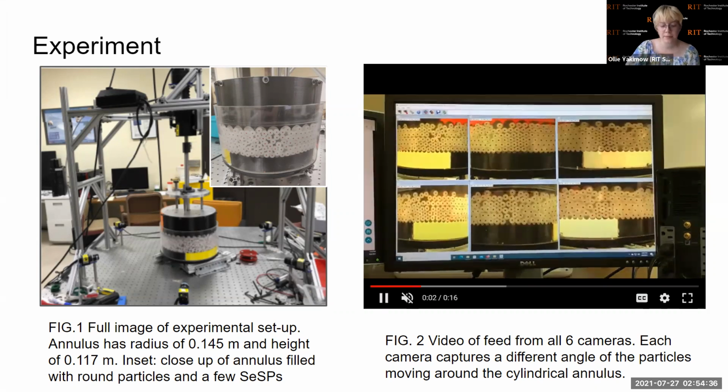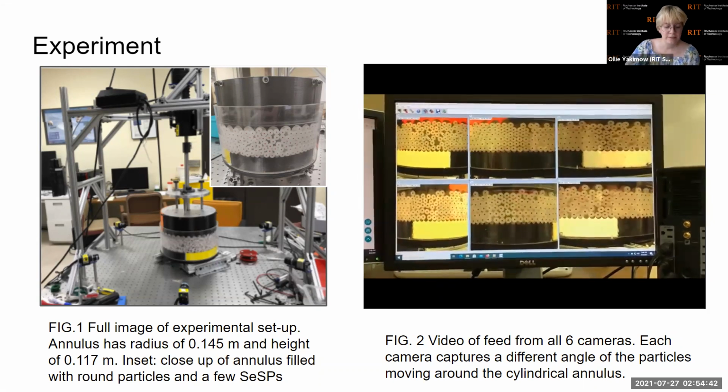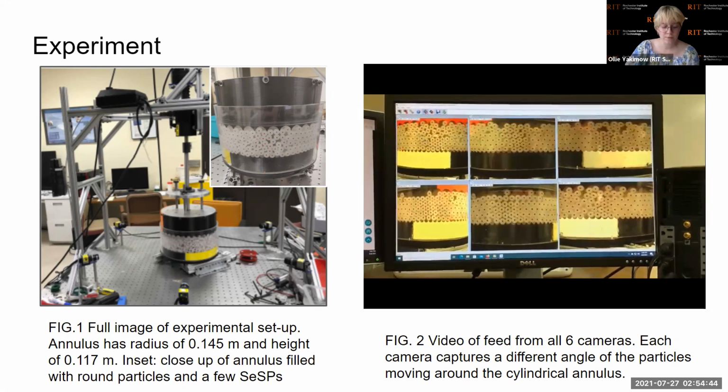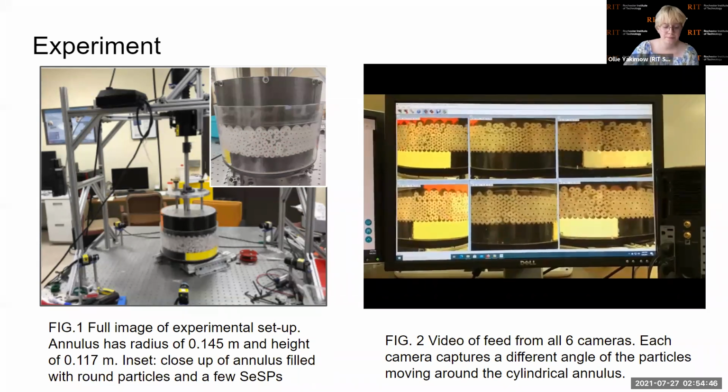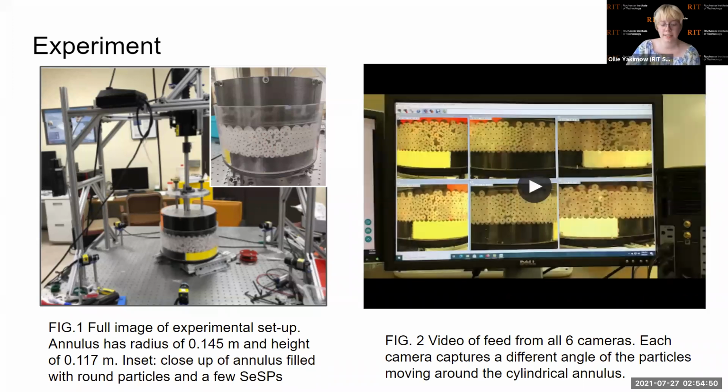These cameras are evenly spaced around the annulus such that we are able to take images from any point around the system. Our data for this project focuses on video taken from one of these cameras. Our system is comprised of a monodisperse, or single-sized, sea of round particles, with a few SeSPs inserted throughout. These particles are marked with a red dot.